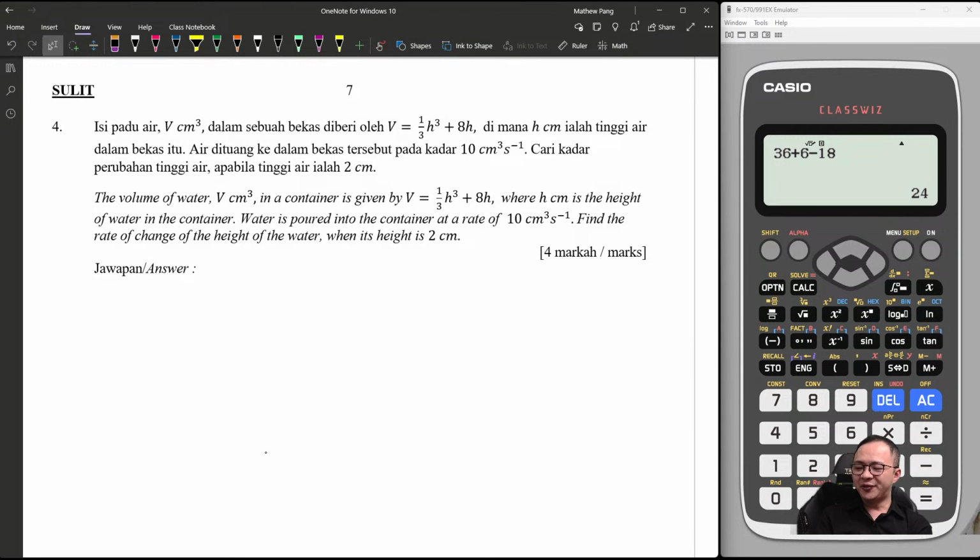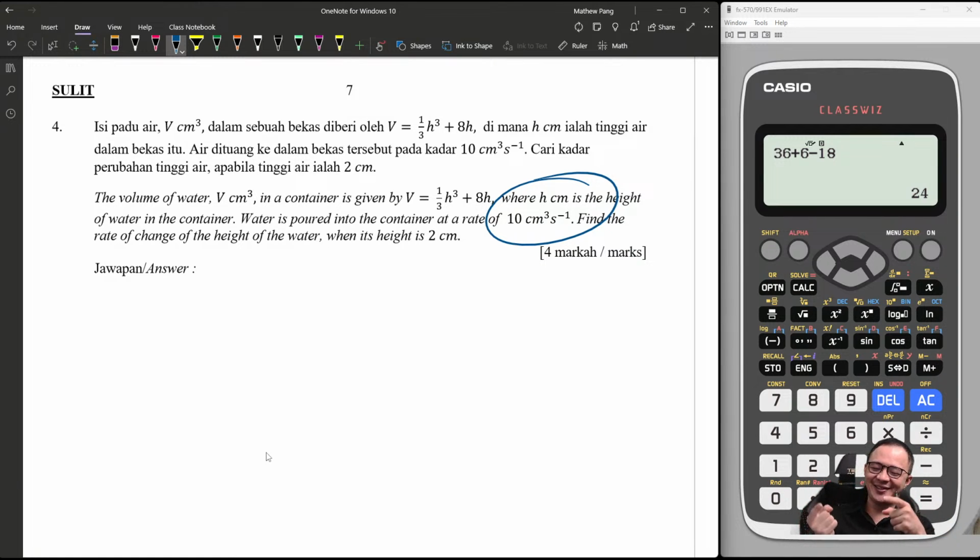Okay, the volume of the water, V centimeter cube, in the container is given by that equation where h is the height of the water in the container. When the water is poured into the container at this rate, find the rate of change of the height of the water when the height is 2 centimeter. Come, tell me, what is 10 cm cube per second? Based on your understanding.